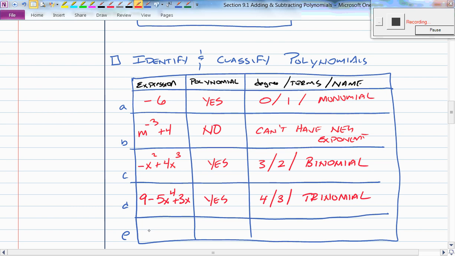All right, and then last one here. How about 2x to the third plus 4 to the power of x? What do you think? Is that a polynomial, yes or no? No, it's not a polynomial. Why is it not a polynomial? That's right. Exponent or degree can't be a variable.